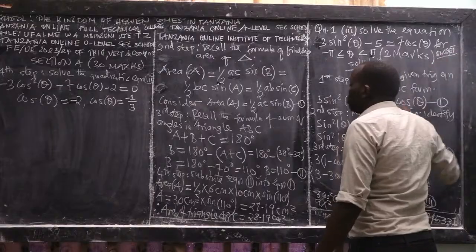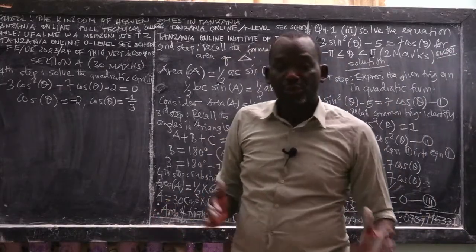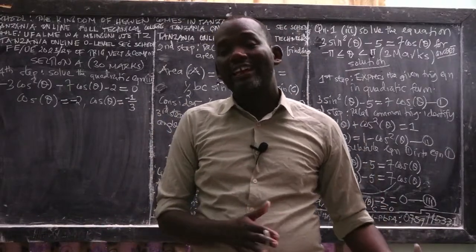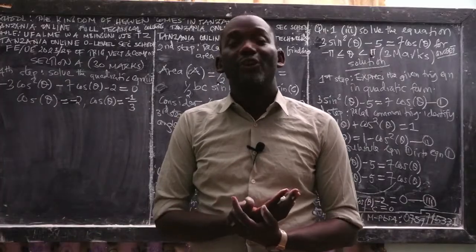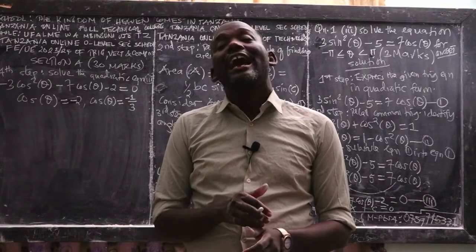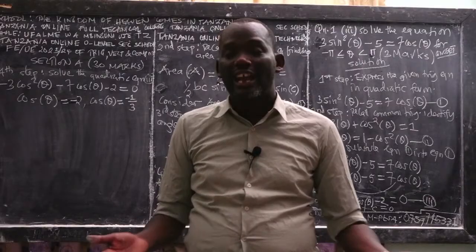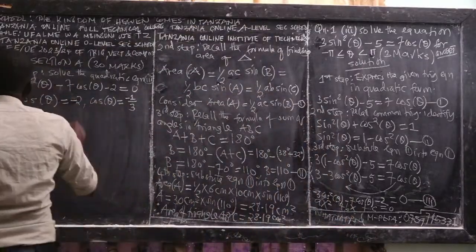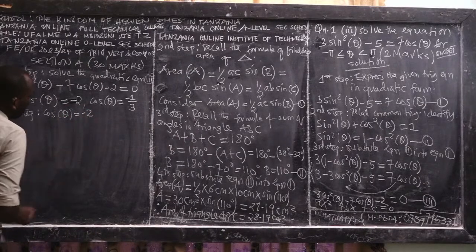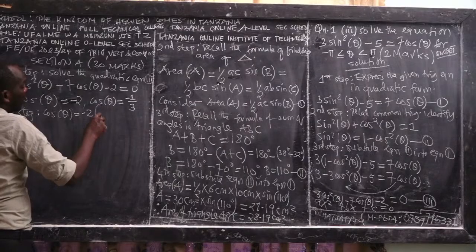Yanatakiwa kuwa makini. Concept ni kwamba cosine ya engo siku zote inakuwa katikati ya hasi moja na chanya moja. Hakuna cosine ya engo yoyote duniani ambayo inakuwa hasi mbili au chanya mbili au haifiki hata 1.0001. Kwa hiyo hii hapa hii imedisobey nini? Condition. Sawa? Kwa sema cos of theta is equal negative nini? Negative 2.